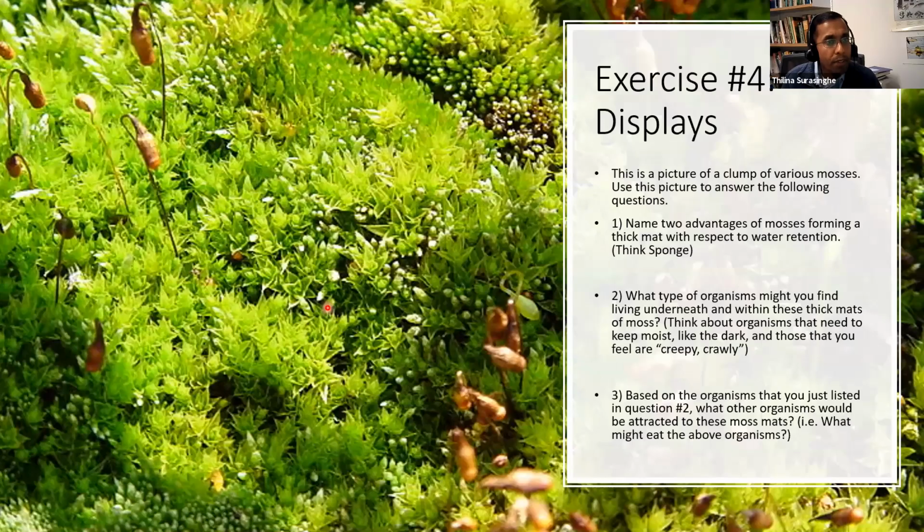Alrighty. Now there are several displays, right? Actually, not several displays, just one display, the background that you see, right? And the question that I expect you to answer in your lab notebook is, name 2 advantages of mosses forming a thick mat with respect to water retention, right? Well, think of what a sponge does, right? When you produce a mat, I mean, go and touch a mass of moss. It feels like a sponge.